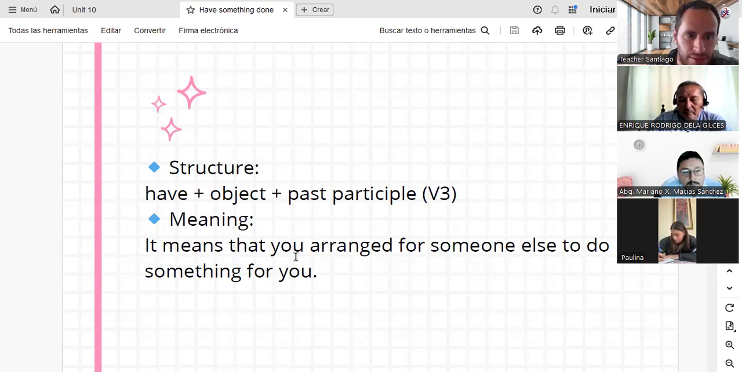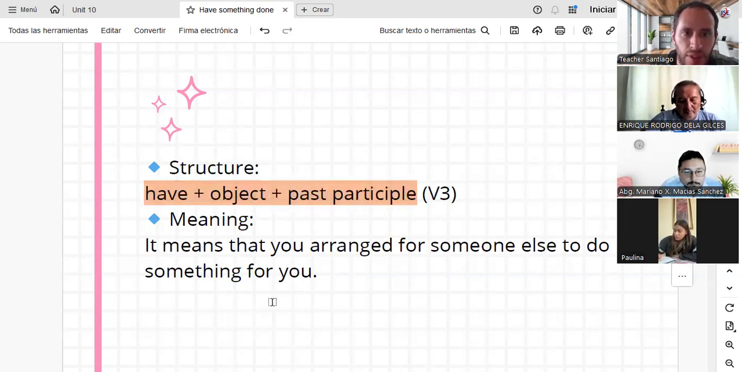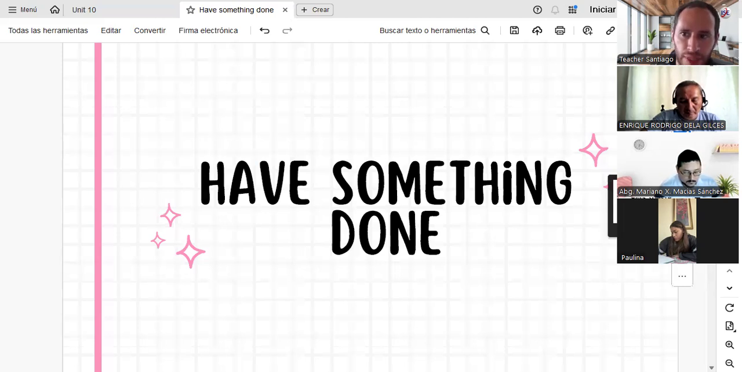Have something done. So, the structure, no worries, I'm going to check the examples. Have, the subject, have, plus the object, past participle, right? So, this is the structure. Have, plus subject, plus past participle. It means that you arrange for someone else to do something for you. Entonces, cuadras o acuerdas con alguien que haga algo por ti. Let's check the examples in a common and daily context. It's easy, no worries. It's called have something done, right?